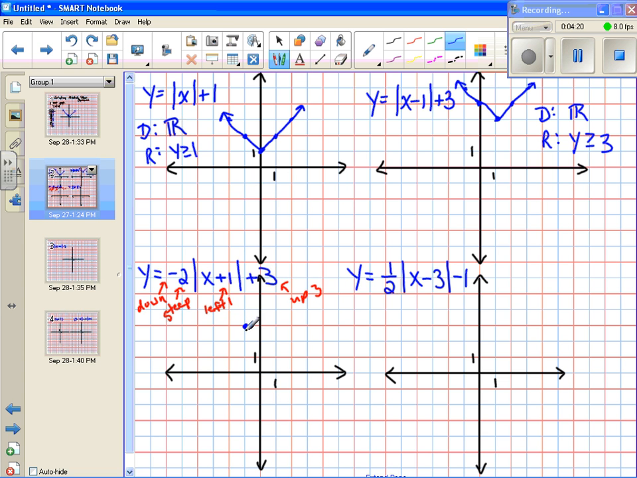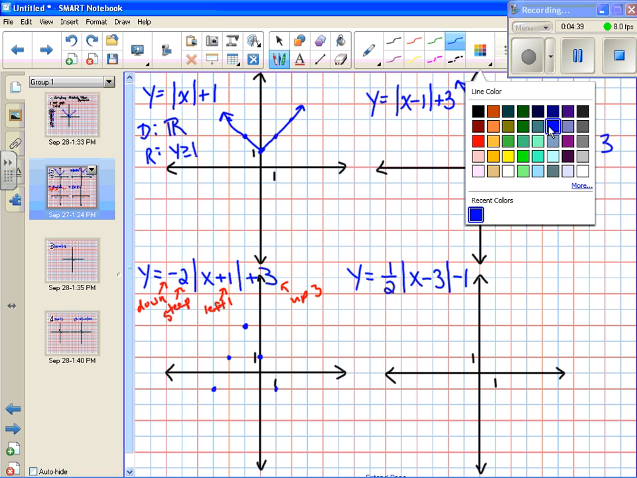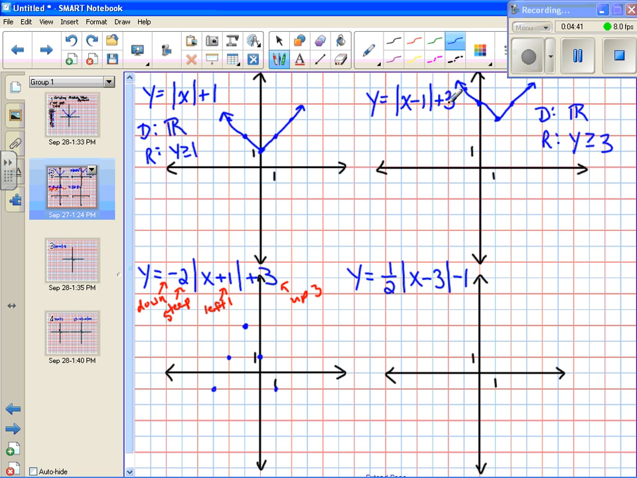Now I know I'm going to be going down this time, and I know I have kind of a slope of 2. So I'm going to go down 2 over 1, both directions, to get my V shape. From that point, continue to go down 2 over 1. So my graph looks like this.